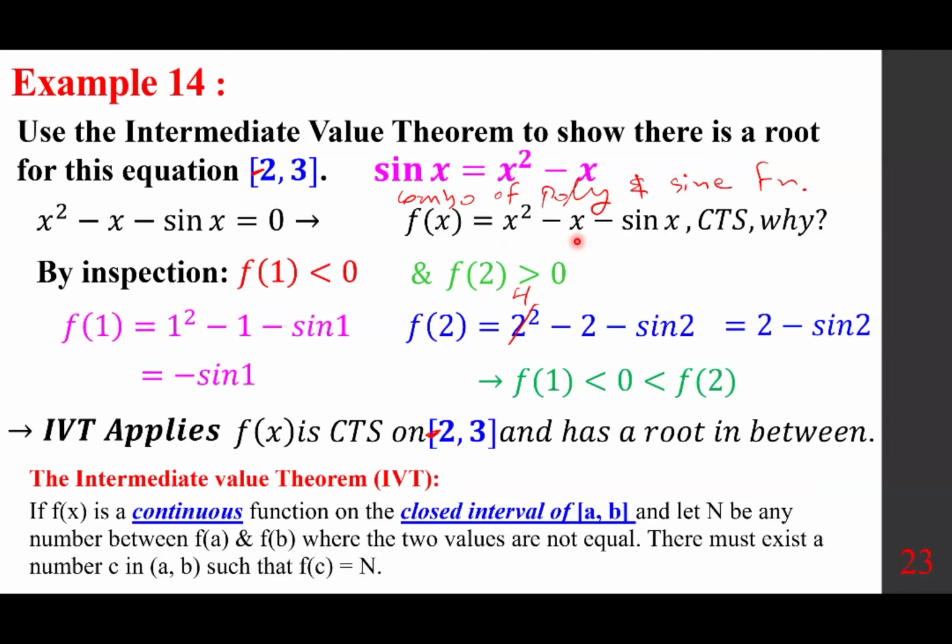X-intercept. This is a combination of a polynomial and a sine function, so it's a continuous function from negative to positive infinity. Therefore, it makes it continuous from negative 2 to 3. So by inspection, if we pick a couple of points in between, we know f of 1 works out to be negative. We know f of 2 works out to be positive. So between 1 and 2, there is a root. Therefore, between negative 2 and 3 there must be at least one root, by IVT.